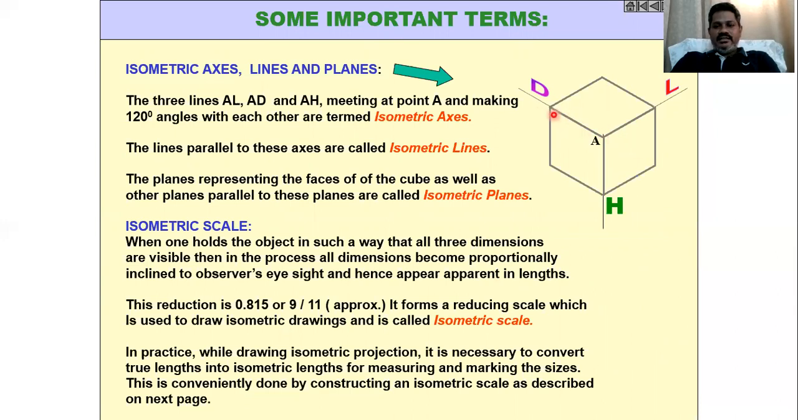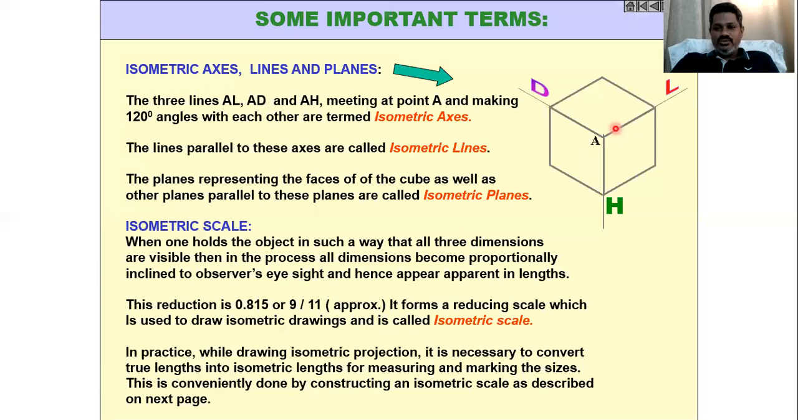The three lines, that means AD, AL and AH, where these three axes are meeting at point A and at an angle of 120 degrees. These three axes, namely AD, AL and AH, are meeting at point A and making an angle of 120 degrees with each other, and these axes are called the isometric axis.